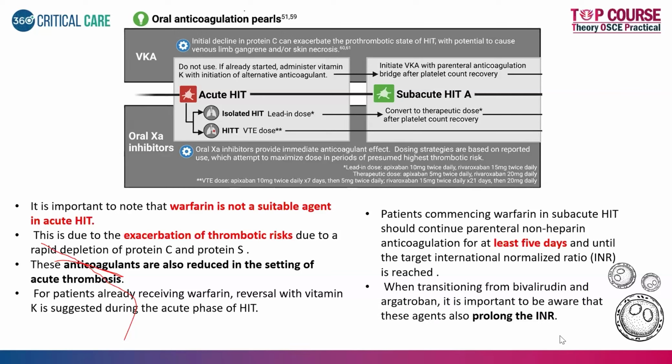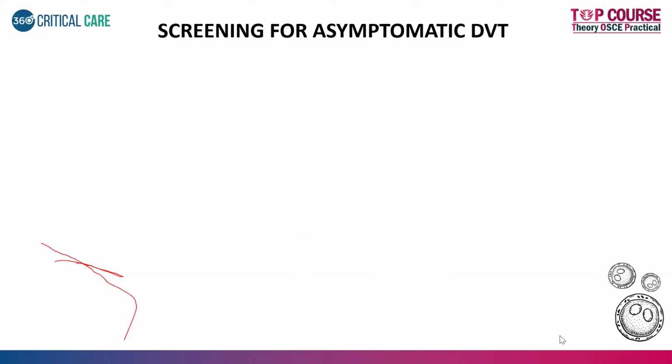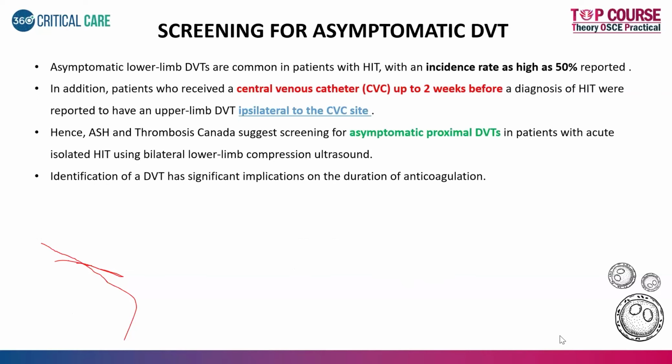In the same way, when we are talking about transitioning from an IV to oral, we have to be very careful, and also when we're transitioning between bivalirudin to ergotamine, we should be careful. Usually these drugs are known to cause PT prolongation and they in turn can cause bleeding. So this is one thing that we need to remember.